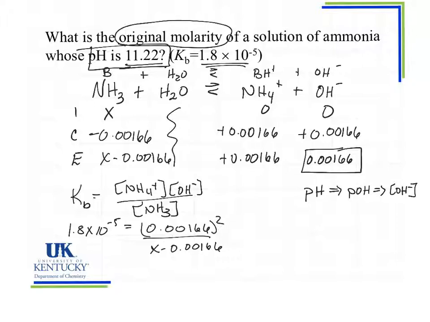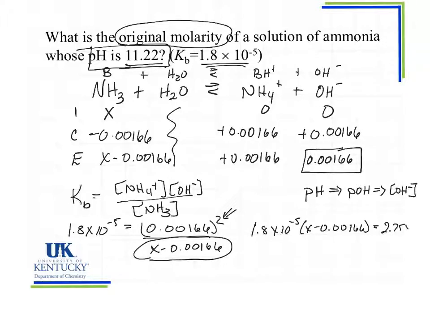First thing I want to do is multiply both sides by the denominator I see right there. So that's 1.8 times 10 to the minus 5 times x minus 0.00166, and that's going to be equal to the numerator. I'm going to square that, and I have 2.75 times 10 to the minus 6. I will do the distributive property. This is 1.8 times 10 to the minus 5 x, minus, when I multiply those two values, I get 2.99 times 10 to the minus 8, and that is equal to 2.75 times 10 to the minus 6.